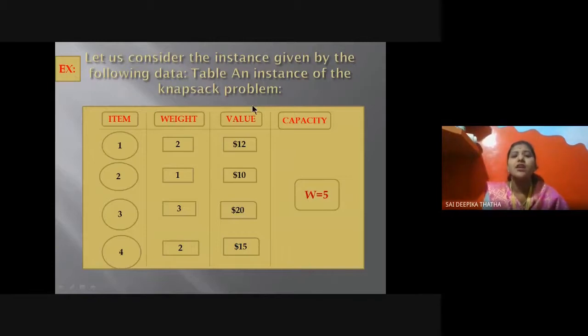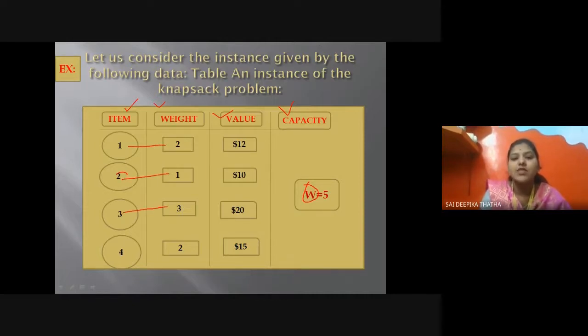And here we are considering the instance using the following data. This is the example which I am going to explain today. Actually, the inputs are given as item, weight, value, and the capacity. The capacity is nothing but the knapsack capacity, which is denoted by capital W. And these are the 4 items given according to the question. For the first item, the weight is 2. For the second item, it is 1.